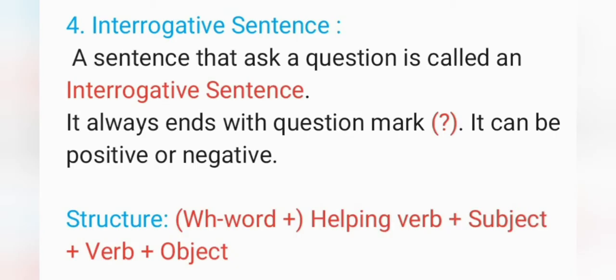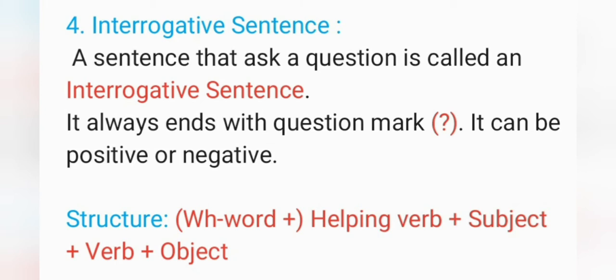Next kind is interrogative sentence. A sentence that asks a question is called an interrogative sentence. So students, whenever you can see a question in any kind of sentence, that kind of sentence is called interrogative sentence, and it always ends with question mark. Okay, and it can be positive or negative. Let's see the structure. WH word plus helping verb plus subject plus verb plus object.